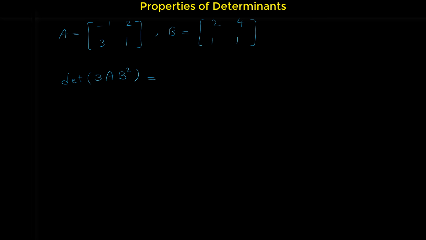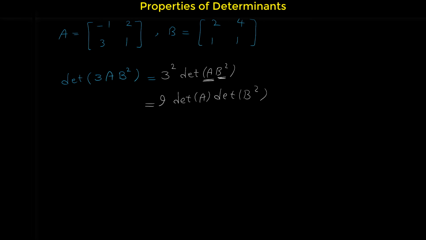First, note that we can bring 3 out from the determinant and raise it to the power of 2. Why to the power of 2? Because these matrices are 2 by 2. Then we have determinant of AB squared. Now, note that 3 to the 2 is 9, and determinant of A times B squared is determinant of A times determinant of B squared.